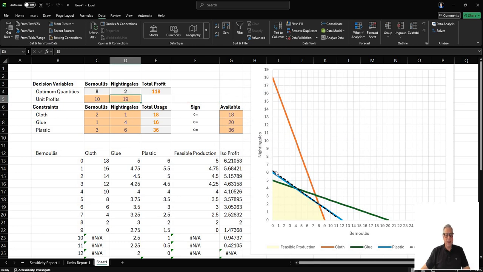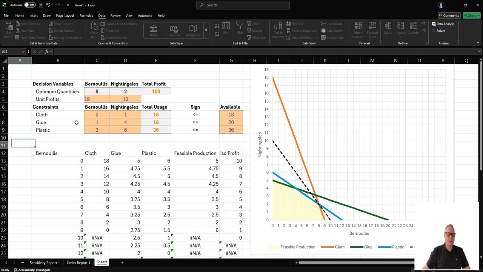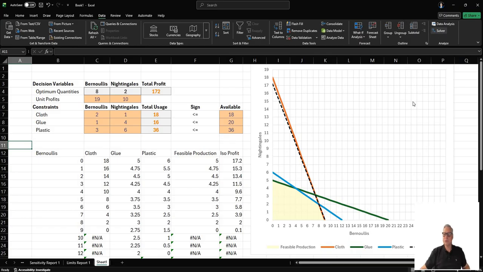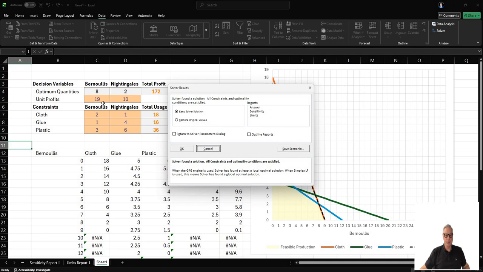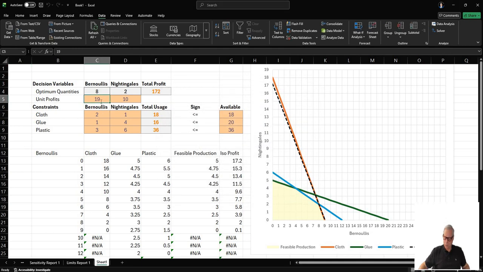But let's say, and you see that the ISO profit line is now almost close to the plastic constraint. And what would happen if we have more than 20, let's say 21? I think it was actually Bernoulli. So let's go back to 10. And here we do 19. Nothing should happen. So Solver, solve, 8 and 2. Cancel, but now let's make it 21.